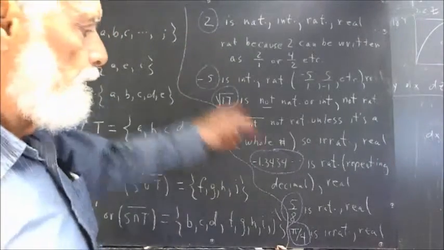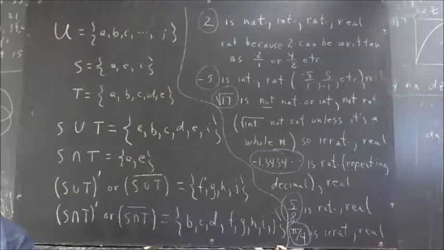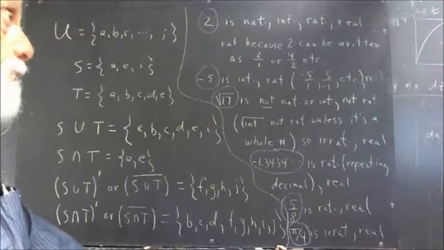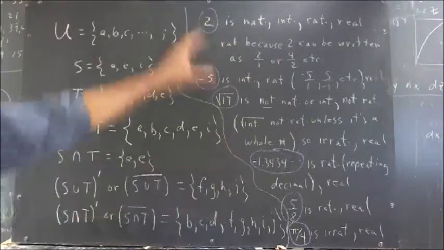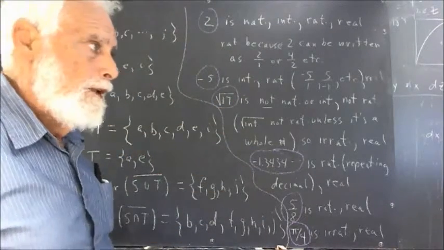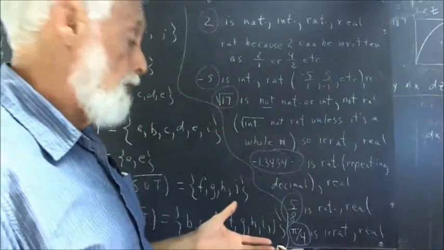Okay, there are a series of numbers that we want to consider, and we want to consider whether these numbers are natural, integers, rational, real, and we want to consider that for every number. Okay, just briefly, natural numbers are the numbers you use to count with.